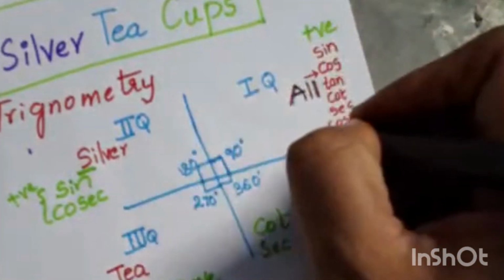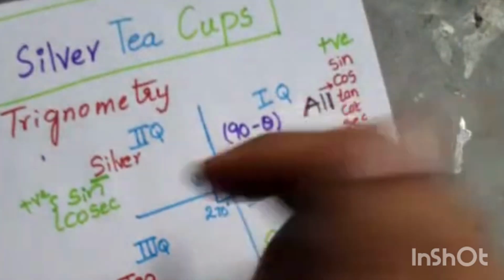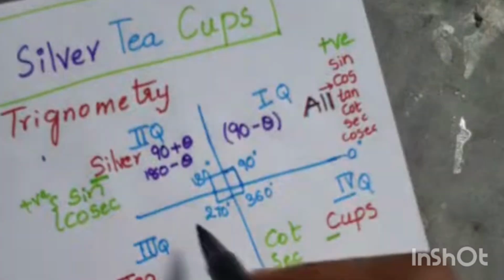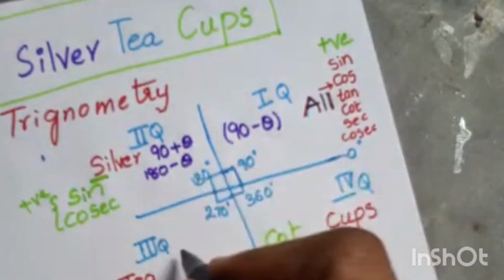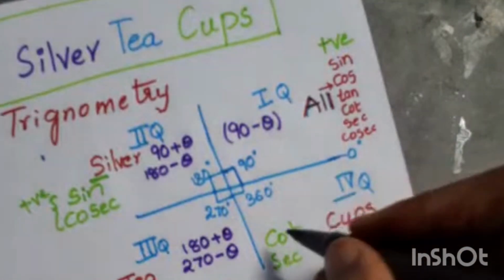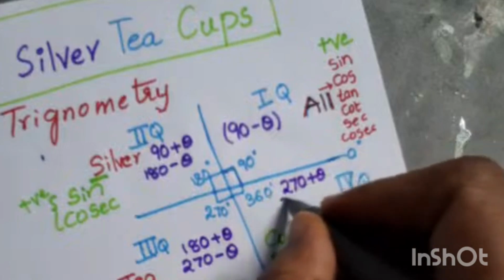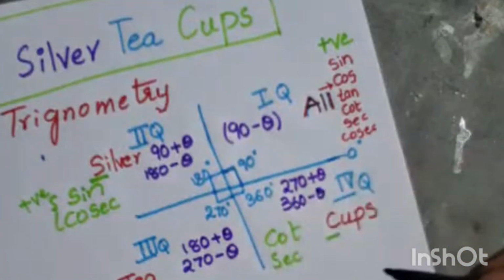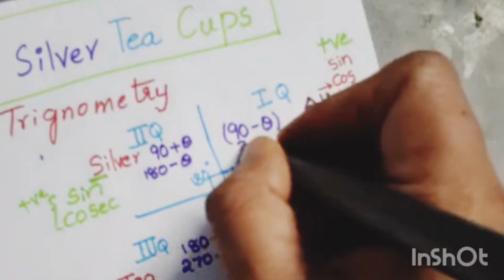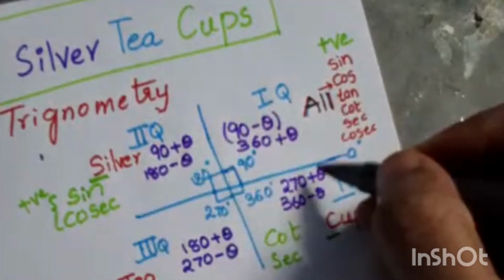In the first quadrant we get 90 minus theta. Next, the second quadrant: 90 plus theta and 180 minus theta. In the third quadrant: 180 plus theta and again 270 minus theta. Next, 270 minus theta is already written, so we write 270 plus theta here. Here 360 is there, so 360 minus theta will come. Here again 360 minus theta is there, but 360 plus theta comes here. So these two in this, these two in this, and these two in this.